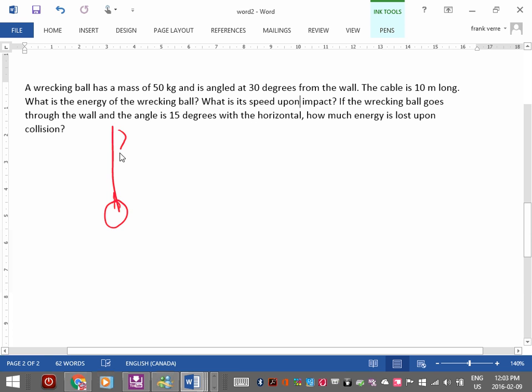This cable is 10 meters long. Now we have it set up against the wall, so it looks kind of like this. This length is 10 meters. The angle with the wall is 30 degrees. So when we pull the wrecking ball back, what kind of energy does it have?